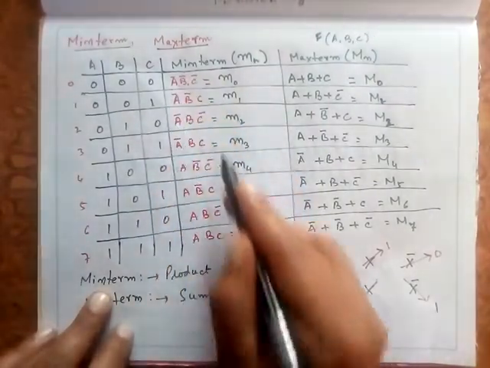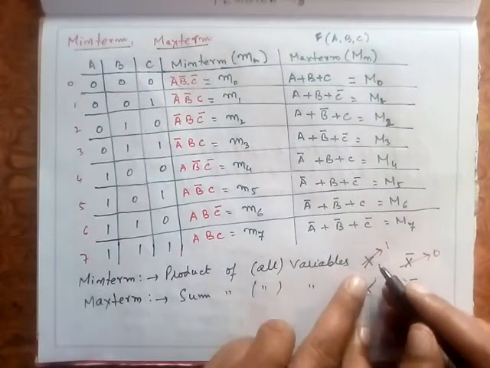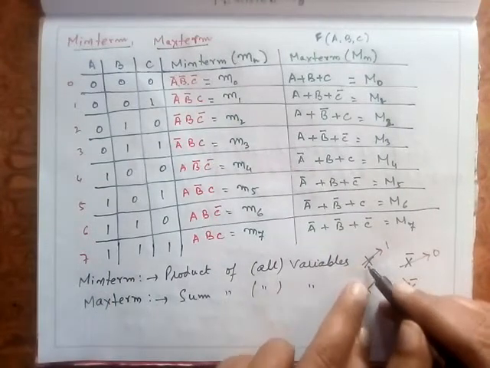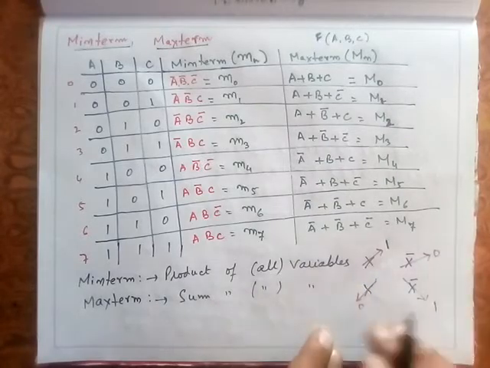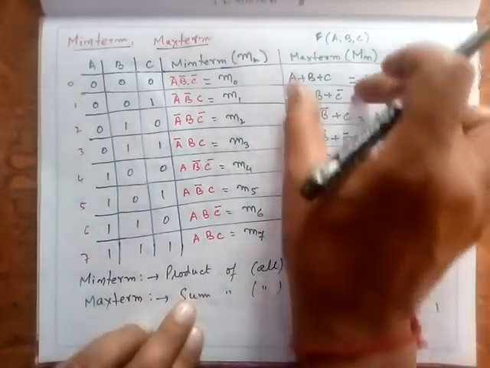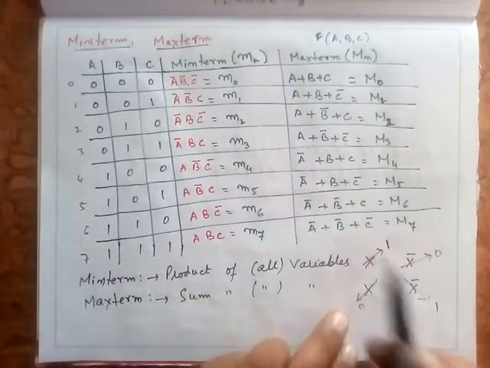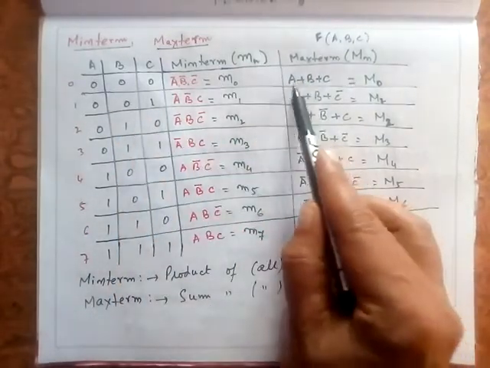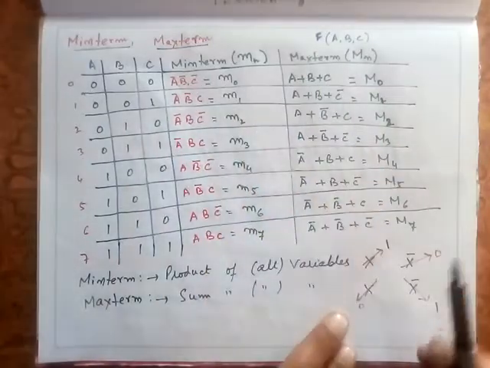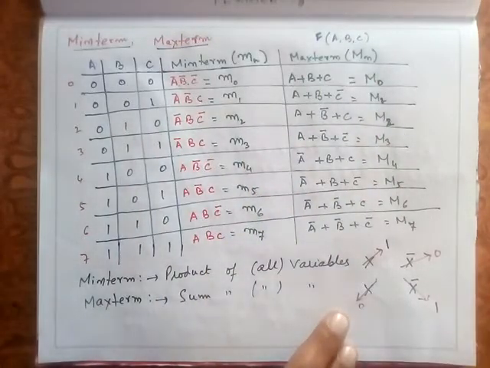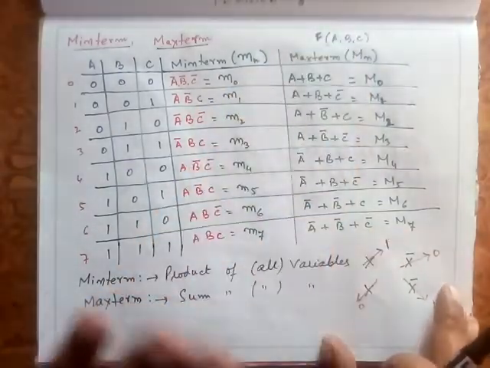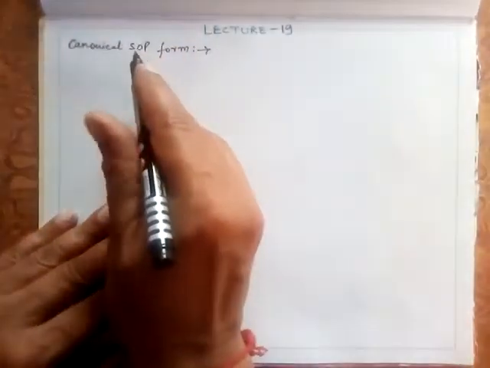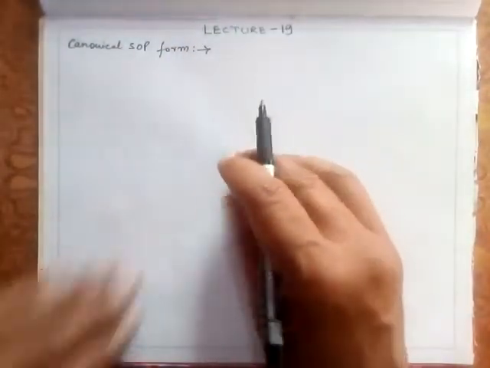So minterms are products of all variables. It should have all variables first of all, and in minterms a variable x is represented by 1 and the complement x bar is represented by 0. In case of maxterm, it is the sum of all variables where a variable is represented by 0 and 1 represents the complement of the variable. This portion I ended up with in the last lecture. So today the topic which I'll cover is canonical SOP form and canonical POS form.